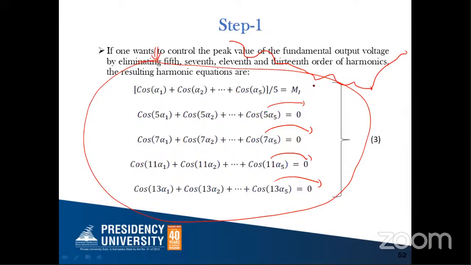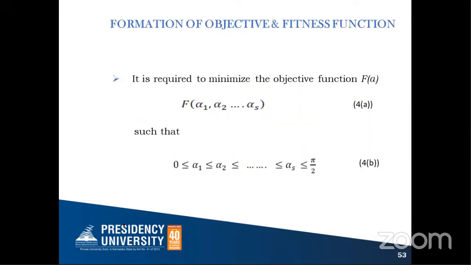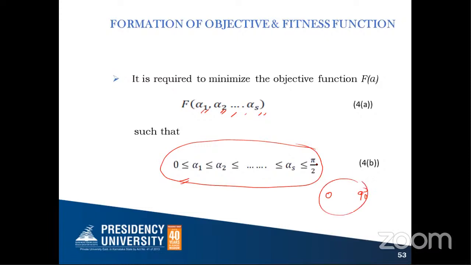That is clear. So the next one is, it is having some constraints. I told you my objective function variables are alpha 1, alpha 2, alpha 3, alpha 4, alpha 5. It is having some constraints. The constraint is alpha 1 less than alpha 2 less than alpha 3 less than alpha 4 less than alpha 5, all firing angles should be less than pi by 2. I told such space. Such space is 0 degrees to 90 degrees. This is the search space.